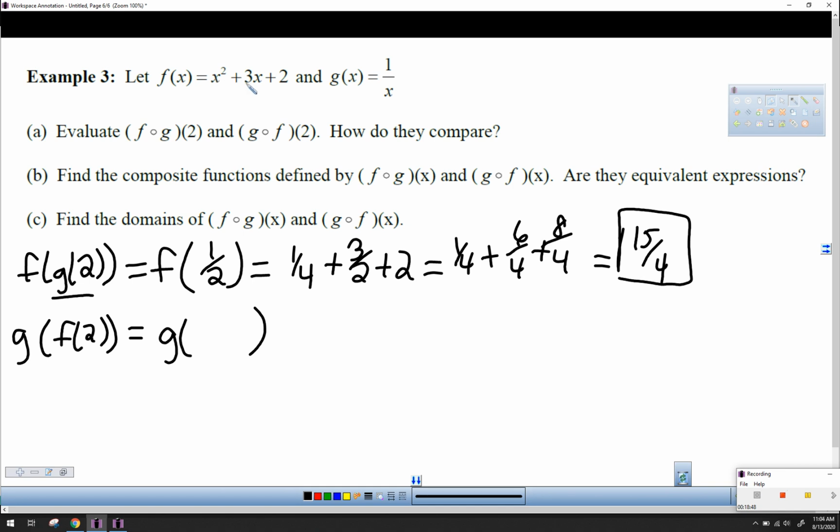2 times 3 is 6. 4 plus 6 is 12. Sorry, 4 plus 6 is 10. 10 plus 2 is 12. So, I get 12. And then take that answer and plug it into the g function.